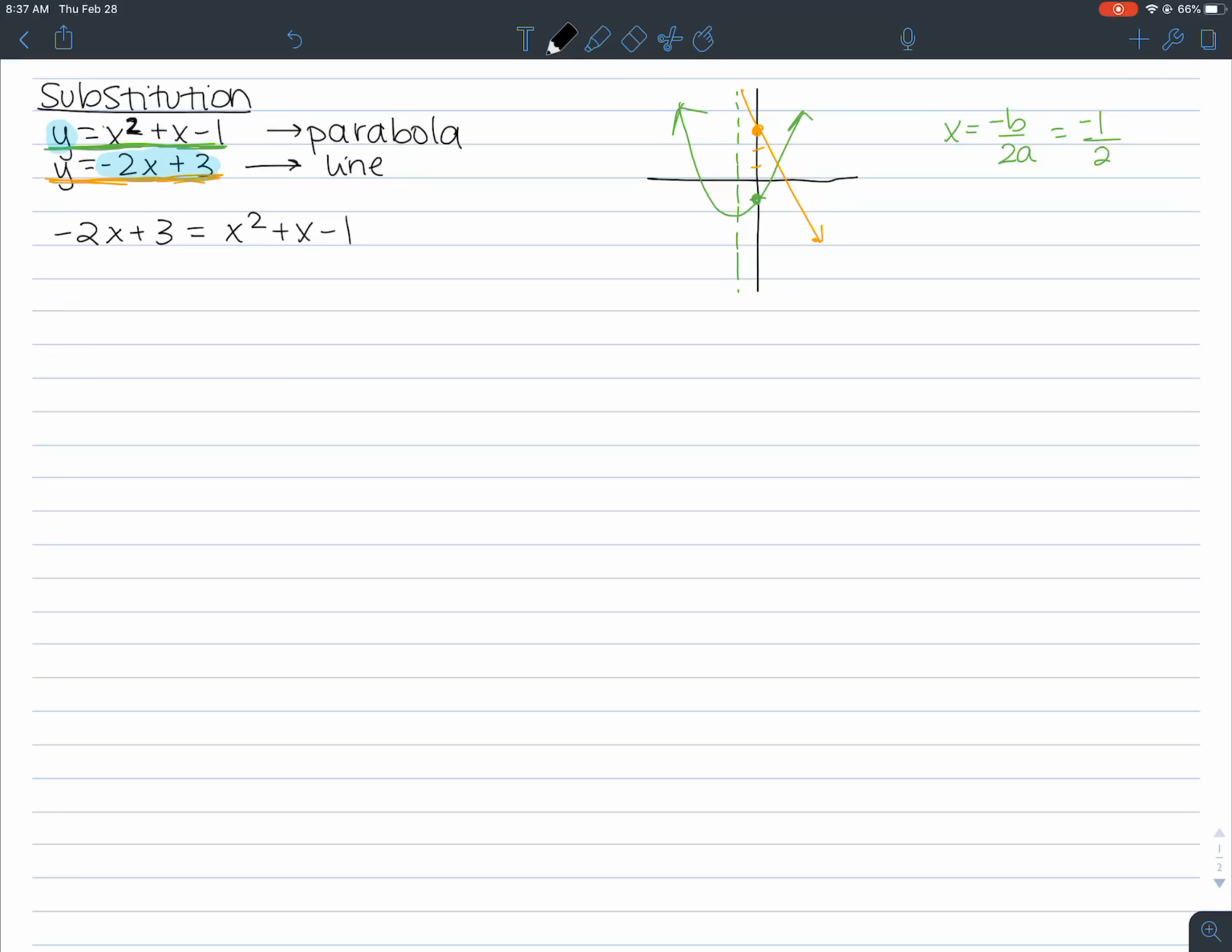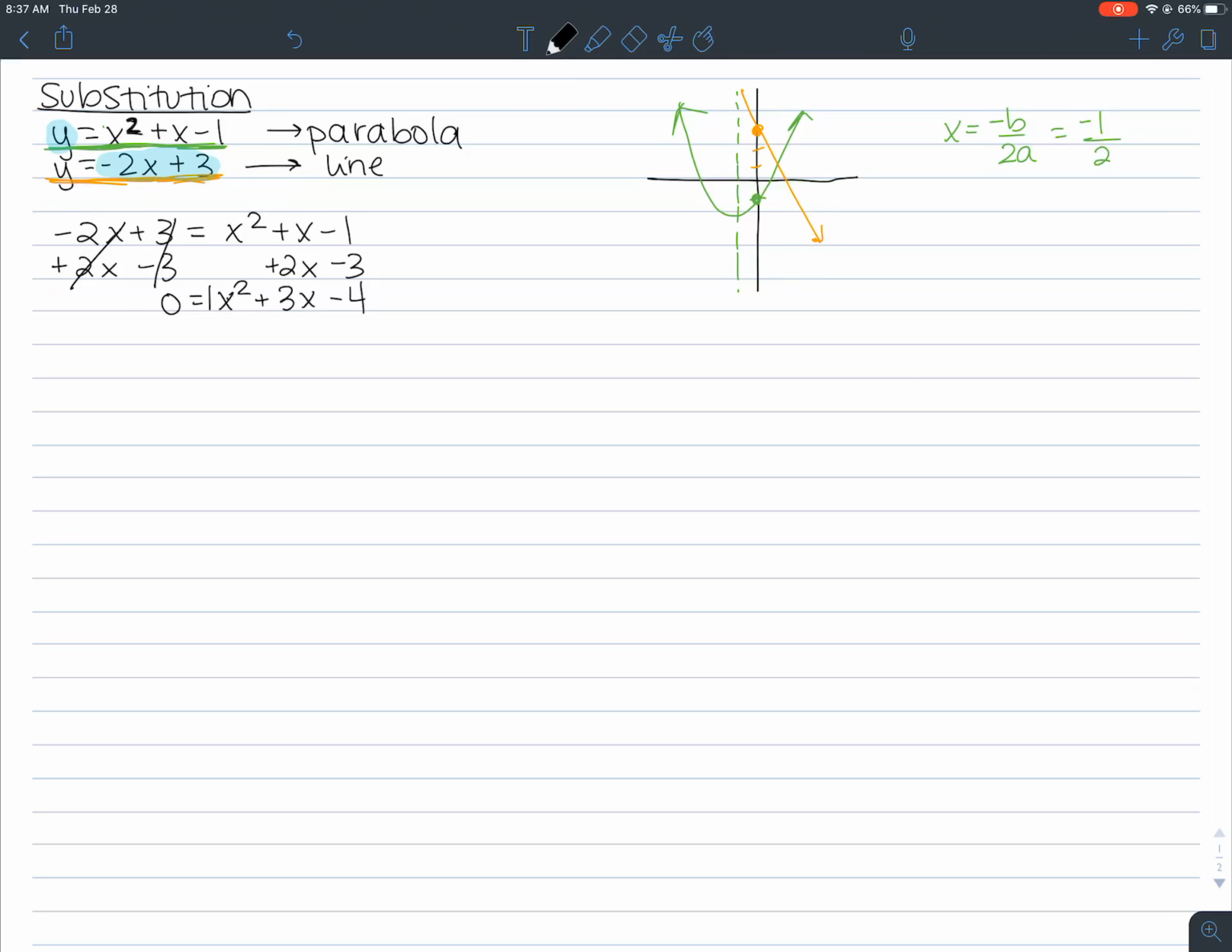Now, because I have an x squared here, I'm going to have to either factor or use the quadratic formula or use completing the square. I first want to see if I can factor because that's going to be fastest. So I'm going to add 2x to both sides, stacking these so that the like terms are on top of each other, and minus 3, again stacking like terms. So I get 0 equals x squared plus 3x minus 4. And I want to see if that can factor.